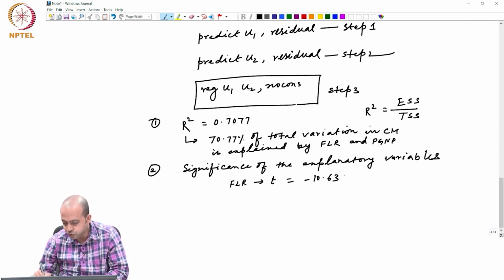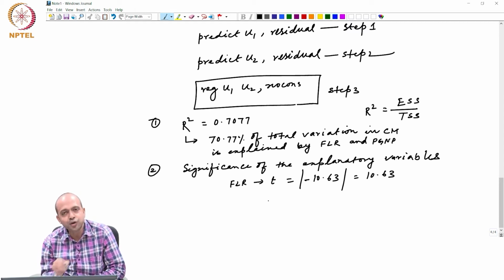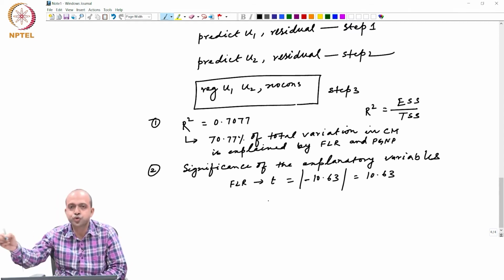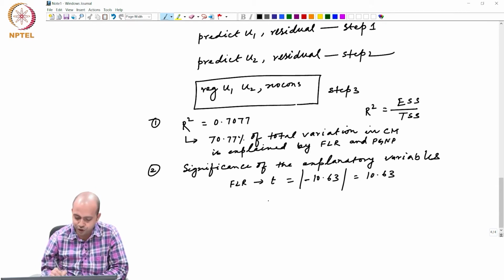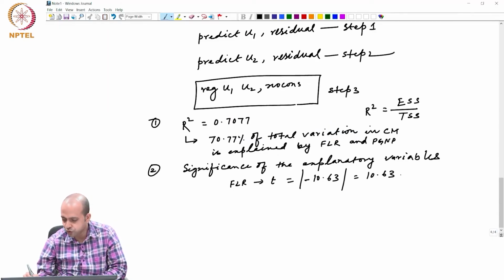So what do we need to do? We need to take the modulus of this, so it becomes 10.63, and this is called the calculated t value, which we should compare with the tabulated one. And what should be the degrees of freedom? Total number of observations is 64, and as we said, the t will always follow a t distribution with n minus 2 degrees of freedom.